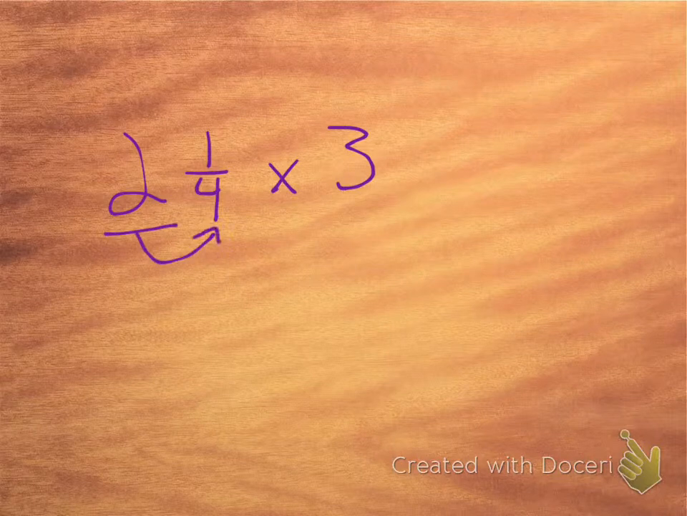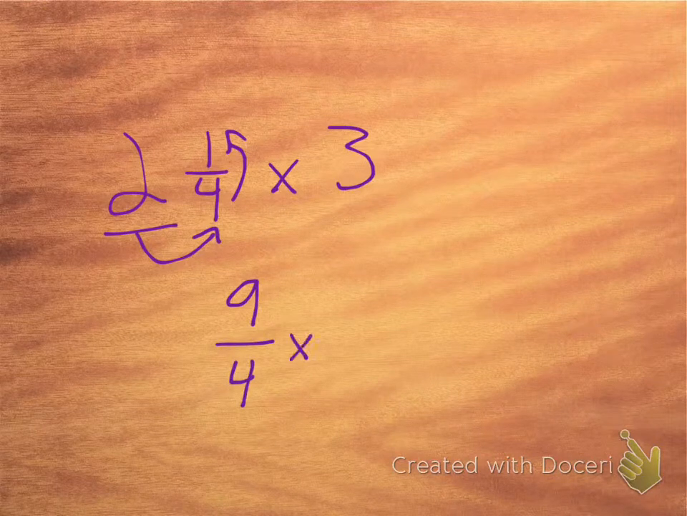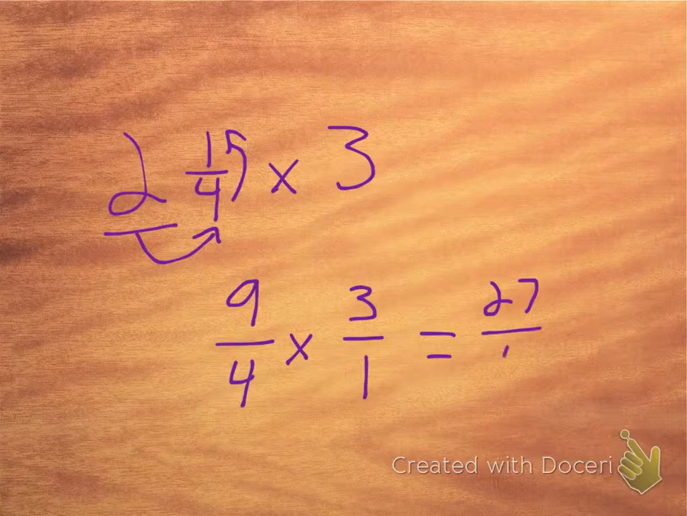2 times 4 is 8, plus 1 is 9, times, what's 3 as a fraction? How do you make a whole number into a fraction? Put it over 1. So 3 over 1. Now we can just multiply. Top times top, bottom times bottom. You get 27 over 4.